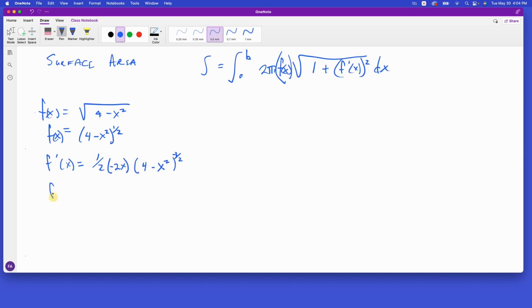It might be easier to look at this if we move some of the pieces around. We have a 1/2 and a 2 that are going to cancel. The x is on top, so it's negative x over 4 minus x squared to the 1/2 power. And just go ahead and rewrite that with positive exponents as much as we can. That might help with visualization.